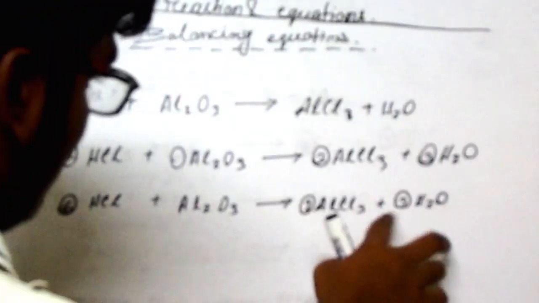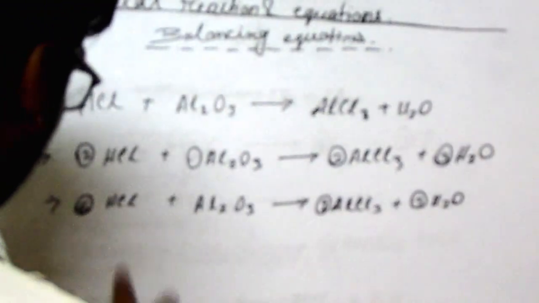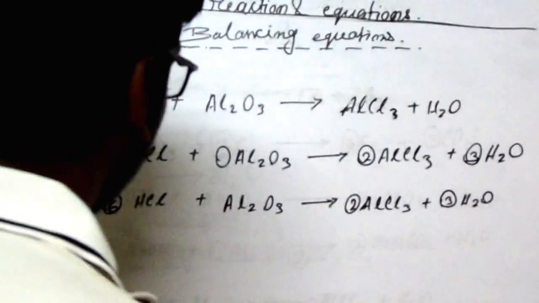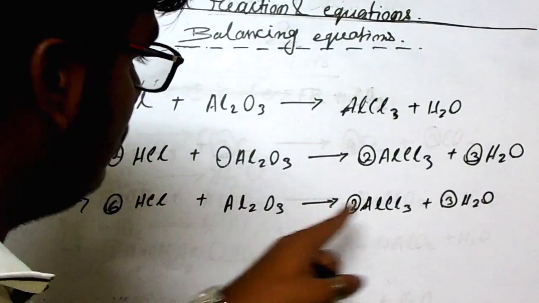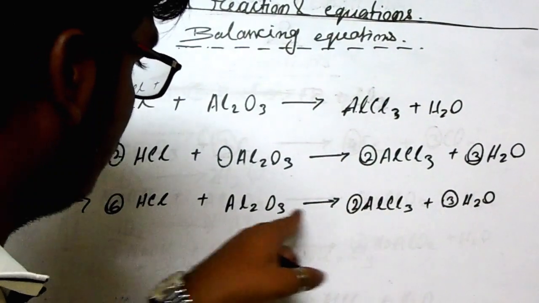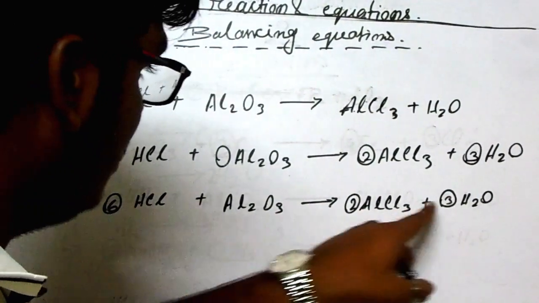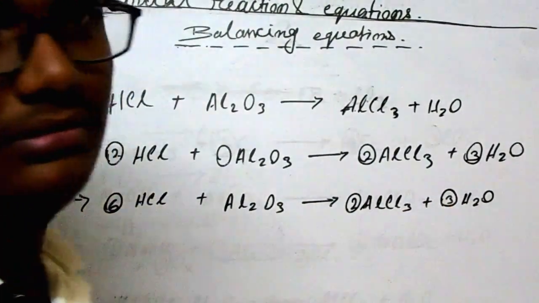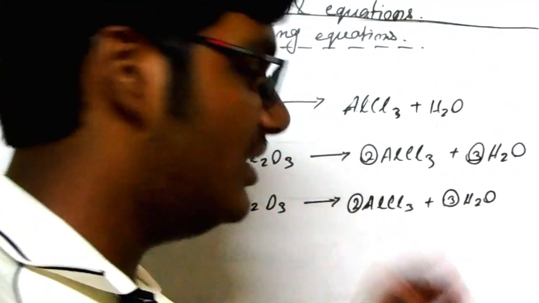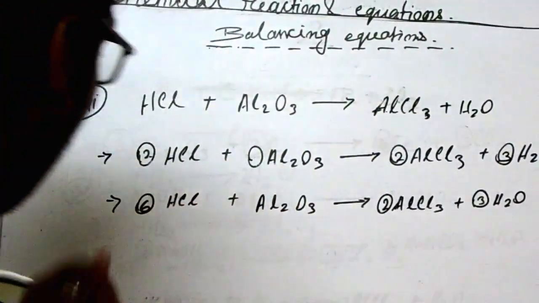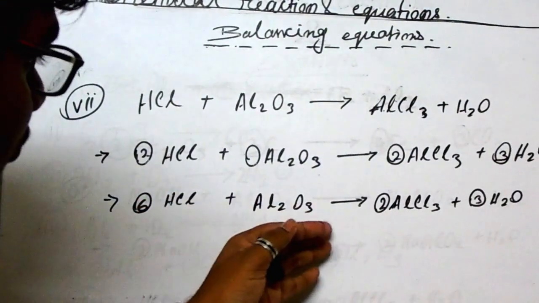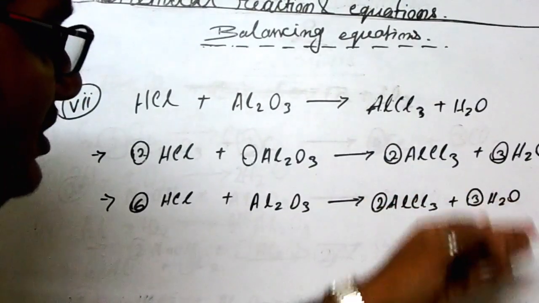Hydrogen 6, hydrogen 2 into 3, 6. Chlorine 6, chlorine 3 into 2, 6. Aluminium 2, aluminium 2. Oxygen 3, oxygen 3. That's all there is to it. 6HCl plus Al2O3 gives 2AlCl3 plus 3H2O.